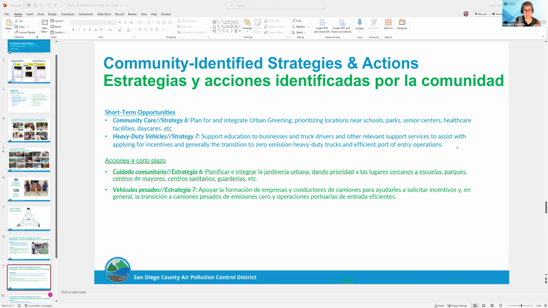Are folks already in communication with the city regarding urban greening projects? Just out of curiosity. Shelby, I'm wondering if you have maybe more information on the status of that project. I just made a note to follow up with that team.